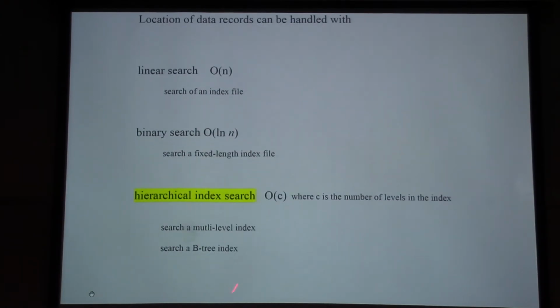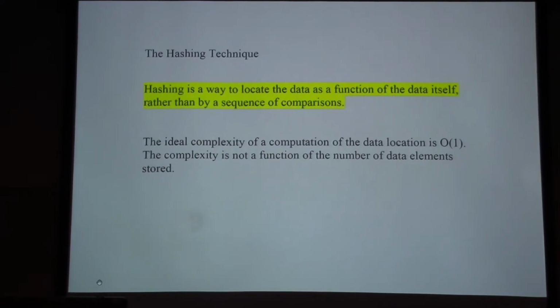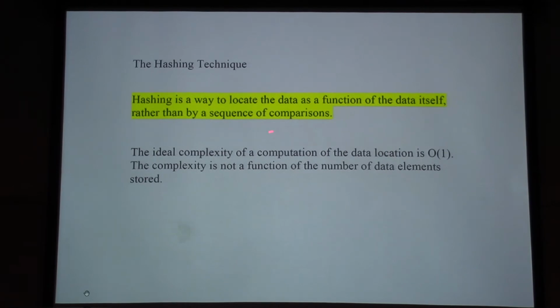Now we can also have something called hierarchical index search, which is basically having an index with multiple levels. We didn't really talk about this in the class, so don't worry about it. But hashing is a way to locate the data as a function of the data itself rather than any comparisons at all. We're not going to be comparing to see whether something is not matching. We're just going to find out where it is and say, is it a match? If it is, we succeed. If it's not there, okay, so the ideal complexity is big O of 1, which means we do a series of constant operations. We go to our location, and we find it, or we fail to find it. That's the ideal.